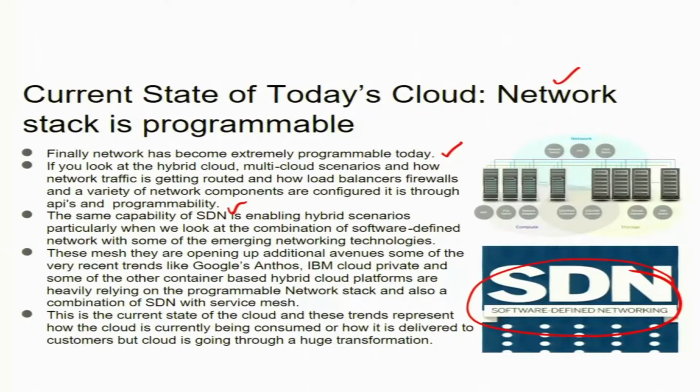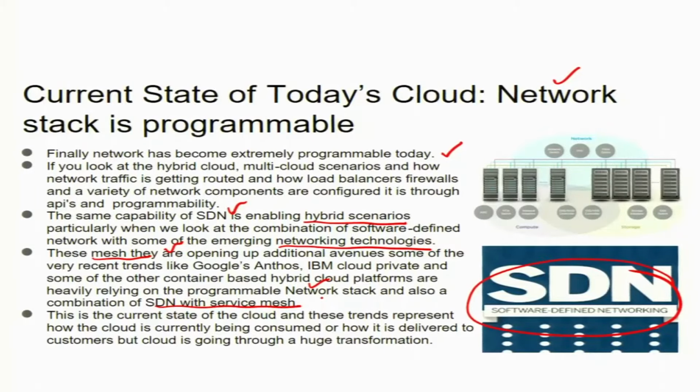So, SDN is enabling these hybrid scenarios, particularly when we look at the combination of a software defined network with some of the emerging networking technologies. Why is it called a mesh? Because inside a data center, you have hundreds of thousands of computing nodes connected with each other, forming a mesh. These meshes are opening up additional avenues, and some of these very recent trends you can see in offerings such as Google Cloud's Anthos and IBM Cloud Private, and some other container-based hybrid cloud platforms, which heavily rely on a programmable network stack and also a combination of SDN with the service mesh.